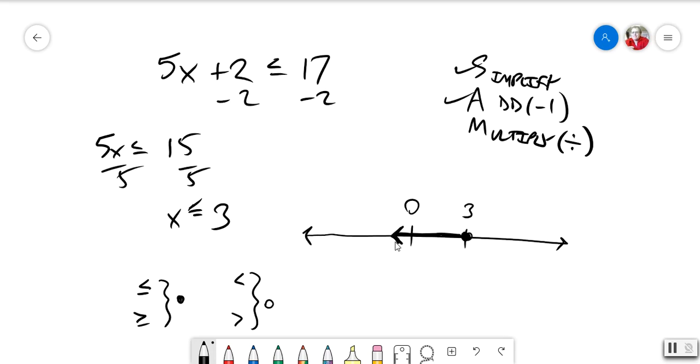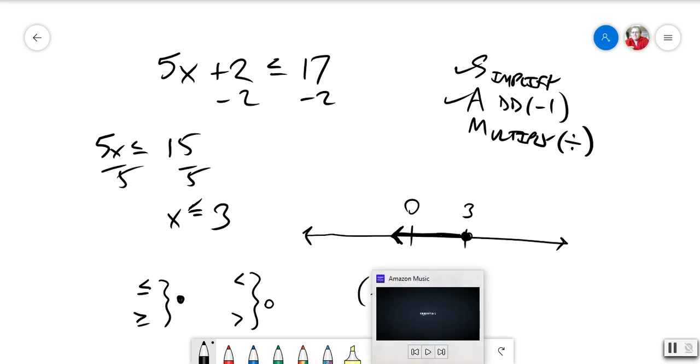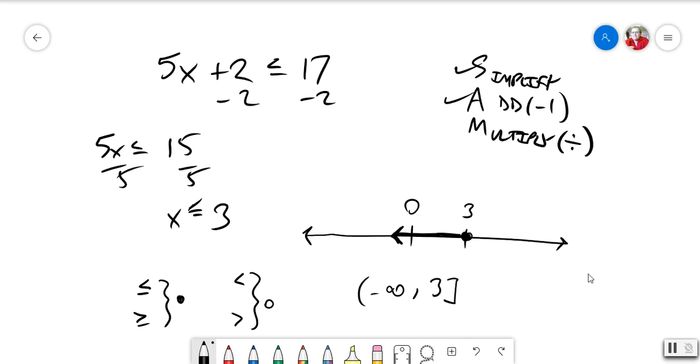It did not even ask you to write this in interval notation. You could say it comes up from negative infinity, because you always go left to right, to 3, and since infinity is never included, it takes a parenthesis. Since 3 is included, because of that or equal to sign, it takes a bracket. But it's not asking you to do that. That's how that works. I hope this clarifies these problems here, and I will talk to you later.